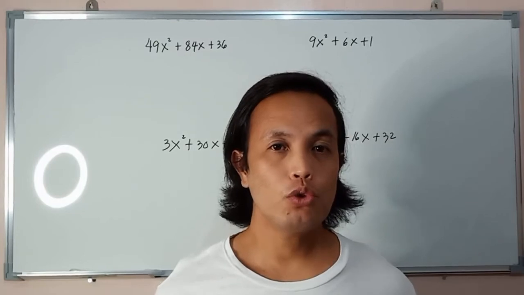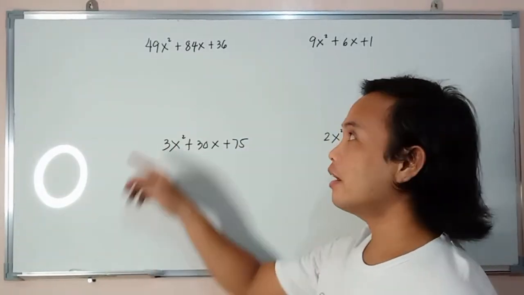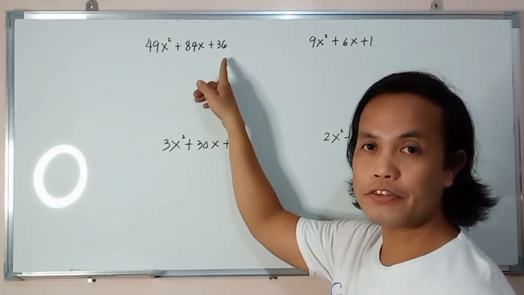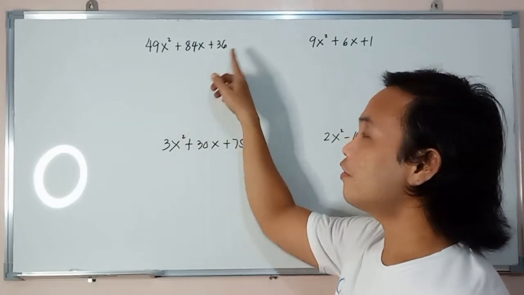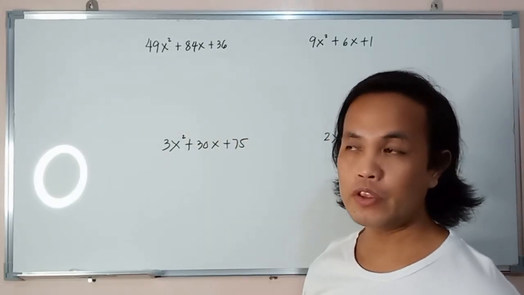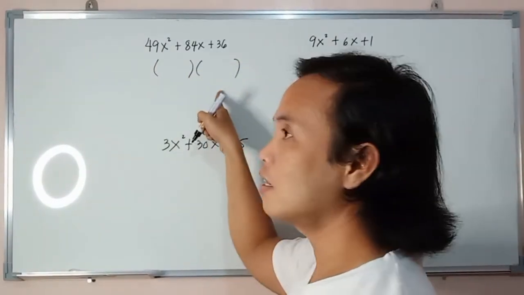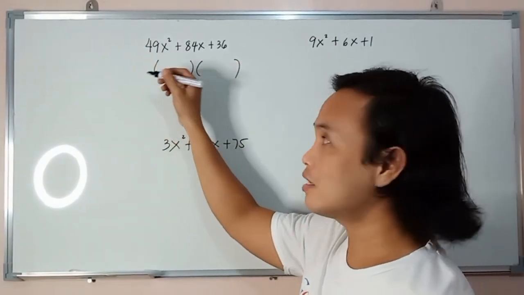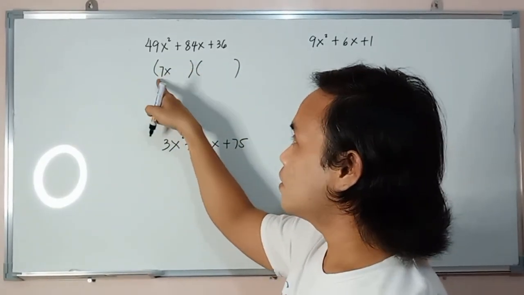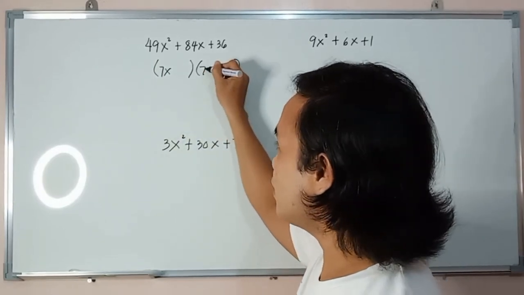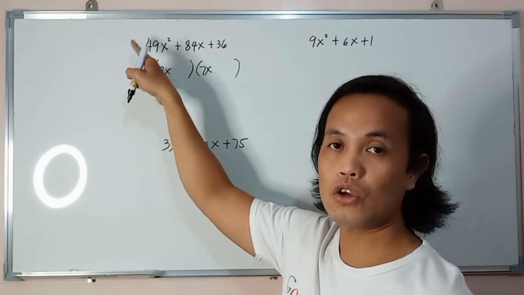Now let us proceed to our next example. You are given 49x squared plus 84x plus 36. Again, 49x squared is a perfect square and 36 is also a perfect square. So we factor it out, and we have these two binomials. The square root of 49 is 7 and the square root of x squared is x. So we have 7x, and we write also 7x. 7x times 7x will give us 49x squared.